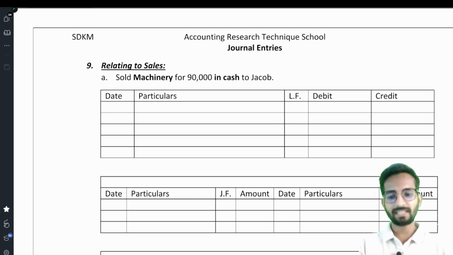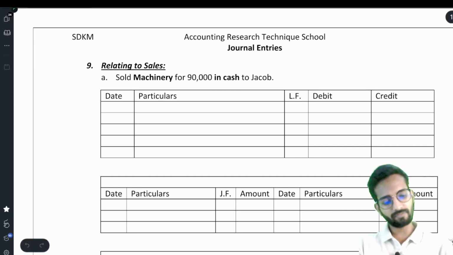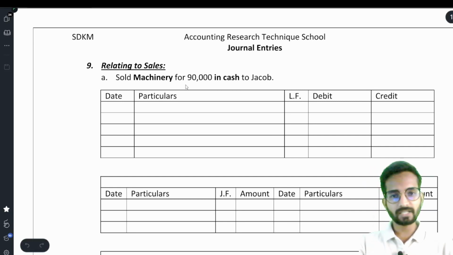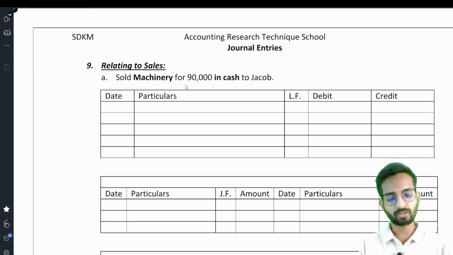Hello everyone. In this video, we will learn the journal entries relating to sales. Now, the first entry we have here is: sold machinery for 90,000 rupees in cash to Jacob.